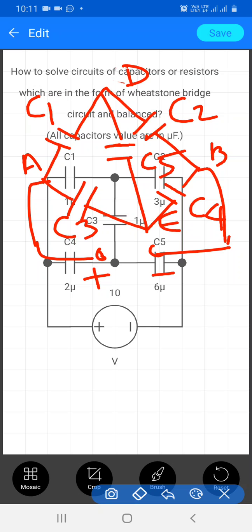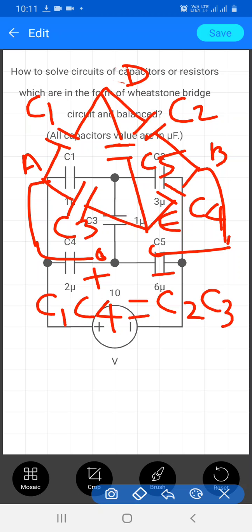So this is also the form of Wheatstone bridge in the form of a parallelogram. For balancing of Wheatstone bridge, we should remember C1 C4 here in this case is equal to C2 C3. If this condition meets, then we can say no charge will flow through capacitor C5 and capacitor C5 will be open circuited.